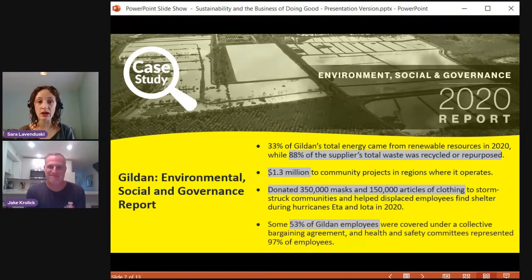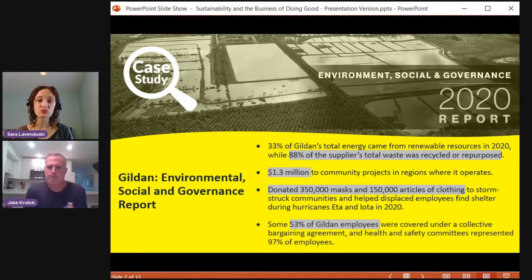So they are really ahead of the curve here. Some of the findings from this past one in 2021: for the environmental aspect, 33% of their total energy came from renewable resources in 2020, while 88% of their total waste was recycled or repurposed. 88%, that's huge.